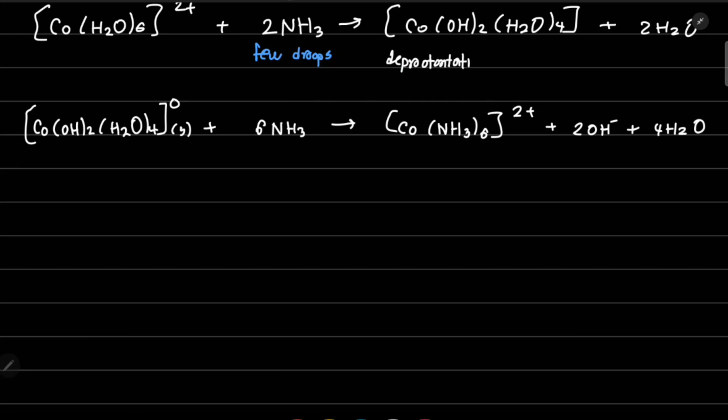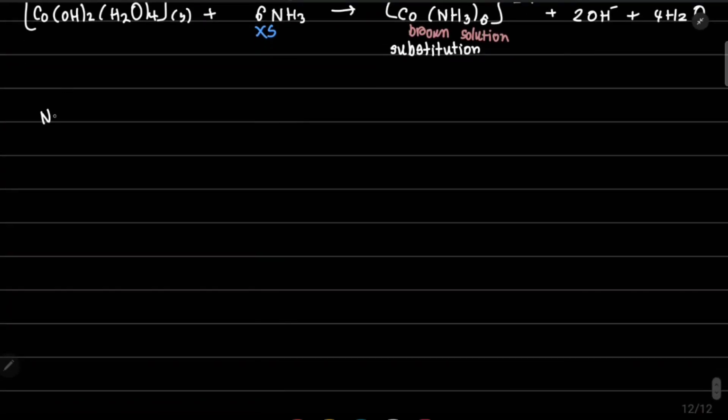The reaction on the top and the reaction on the bottom is a substitution. The color of this over here, we already know. This is blue and it turns pink. The color of CoNH3 6 is brown. Next up, we have nickel 2 plus, so Ni(H2O)6 2 plus reacting with ammonia.